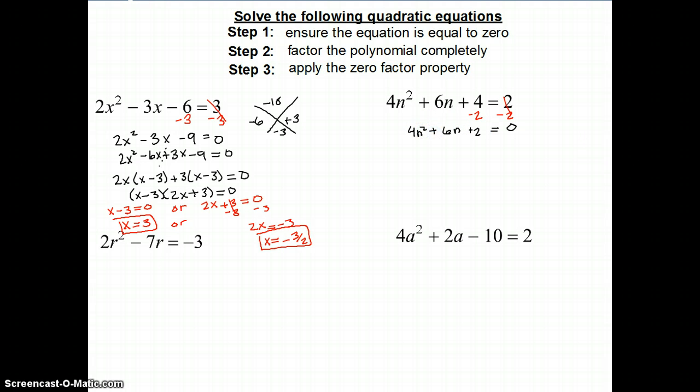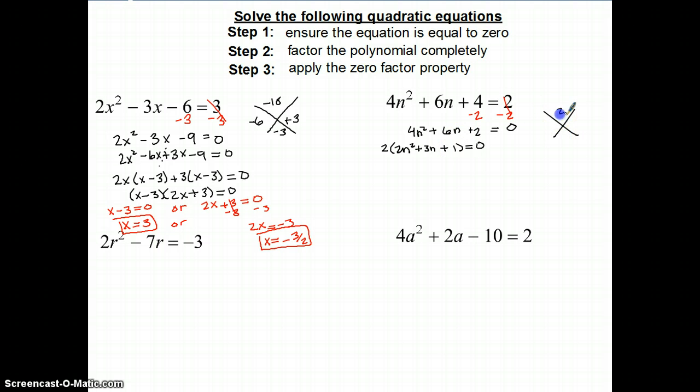Now I proceed to factor my polynomial. Step 1 is to factor out any greatest common factor. I see a greatest common factor of 2, so I factor out that 2, leaving me with 2n squared plus 3n plus 1 equals 0. And now I apply my diamond on the trinomial inside those parentheses.